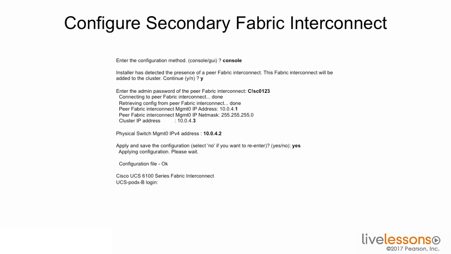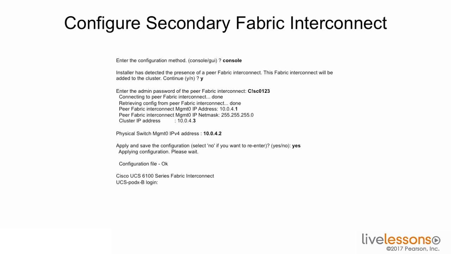To log into the secondary Fabric Interconnect, we want to connect via a console cable. It will then say that it has detected the presence of a Fabric Interconnect and will ask if you want this device to be added to the cluster, at which point we say yes. We enter in the password that we configured on the first Fabric Interconnect. It then retrieves information about the cluster.